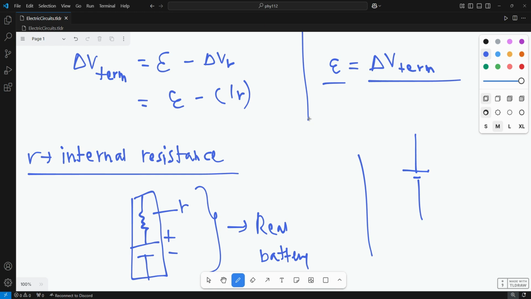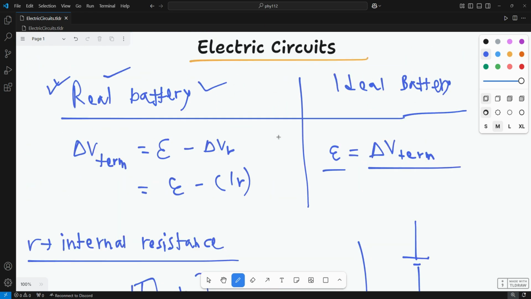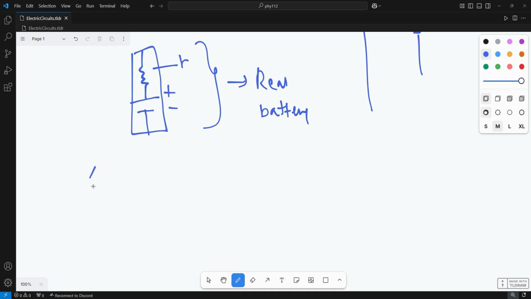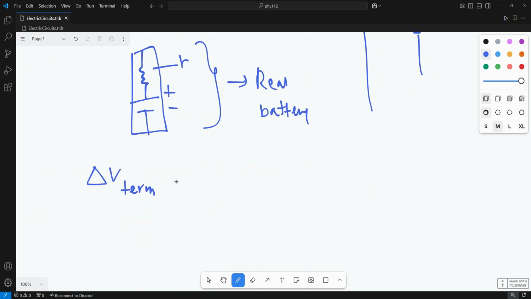So let's derive another equation for V terminal for the real battery. We can write that the EMF, subtracted by the lost potential for a real battery, is equal to I times R.